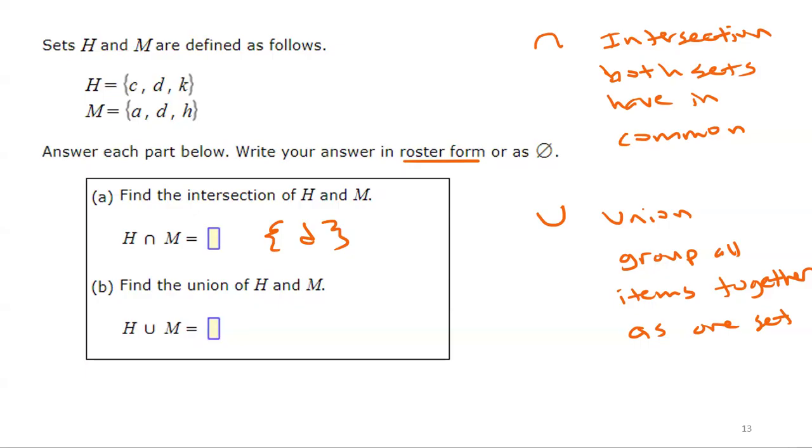Now, how about find the union of H and M? If the letter or number is written twice, we just have to write it one time. I know that one previous example had it written twice. Technically, we just have to write it one time. So in this one, it says H union M. That means we're just going to combine everything together. Again, it wants it in roster form. So sure, no problem. So we have C, D, K. Again, it doesn't have to be in order. And then we have A, H. All right, that's it.